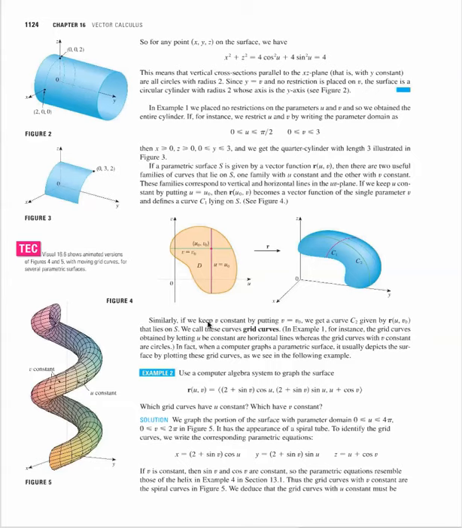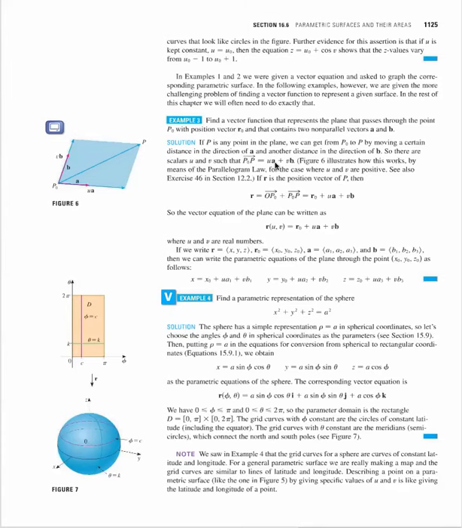Your book talks a little bit about grid curves, which are kind of like traces. In fact, they more or less are traces on your parametric surface. I would ignore using a computer algebra system to graph a surface. We're not going to worry about that. You may, however, want to think about example 3. This is a pretty good example, finding a vector function that represents the plane passing through a point with a certain position vector containing two non-parallel vectors a and b. Easy way to get a parametric representation of a plane.